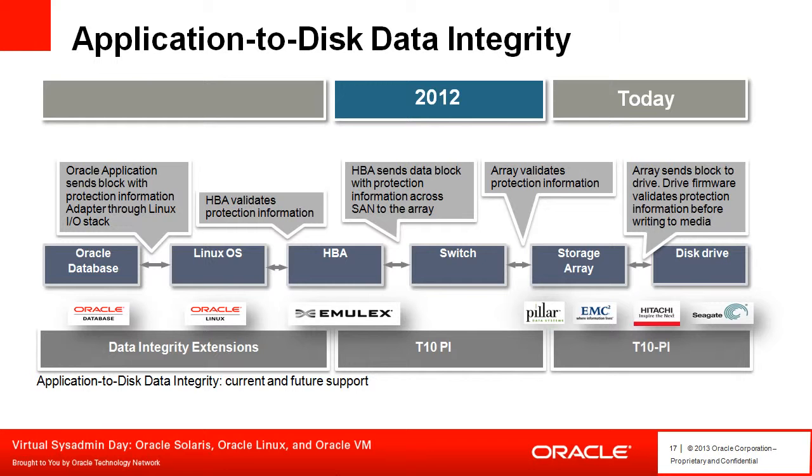Data protection information is appended to the data in the computer system. It stays with the data from the computer through fiber channel or SAS connections, through RAID controllers, and through drive electronics to the disk platter. When read, the same data protection information returns with the data to the computer system. The protection information is used to verify the correctness of the data at multiple points in the path.